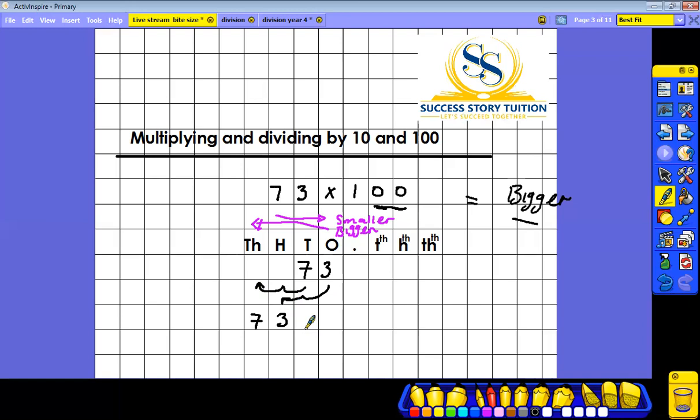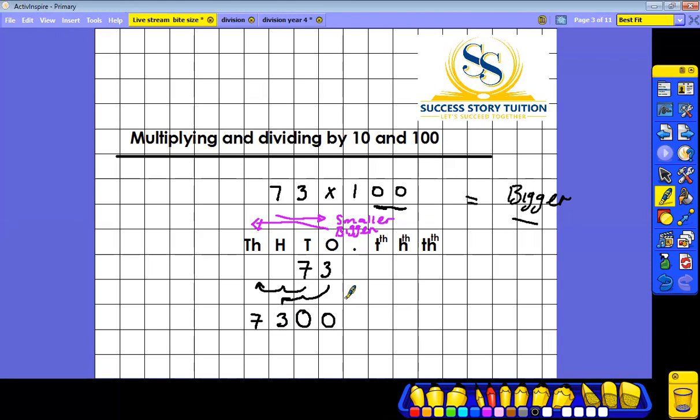Remember, these spaces are empty. We fill them with placeholders. We just can't leave them empty. So we're going to include our placeholders there, 0 and 0. And so 73 times 100 is 7,300. Okay, wow, pretty cool, right?